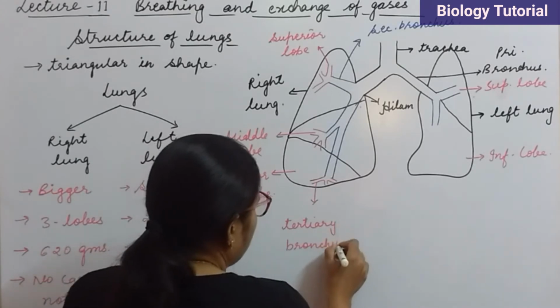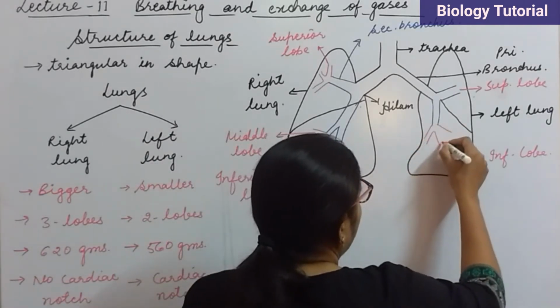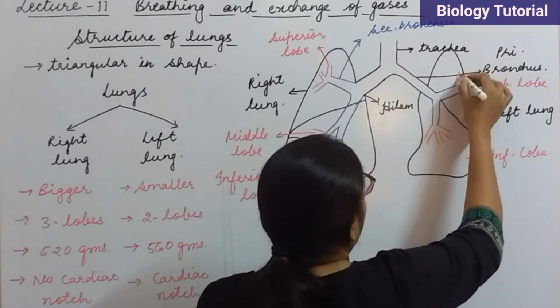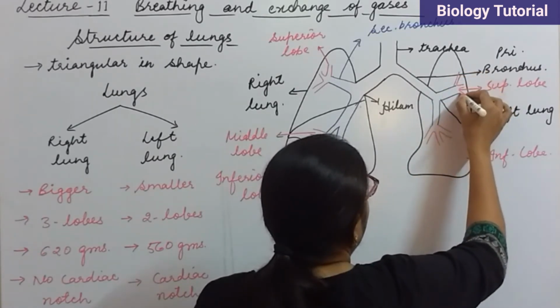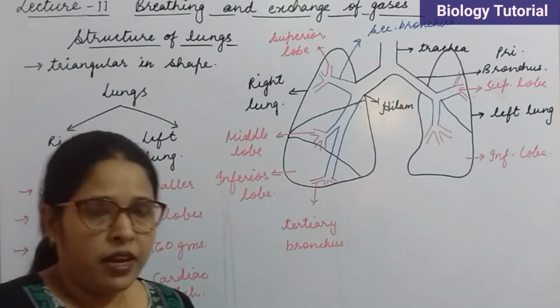Clear? Same in case of this lung also. So here is the tertiary bronchus. Clear? Next, the membrane.